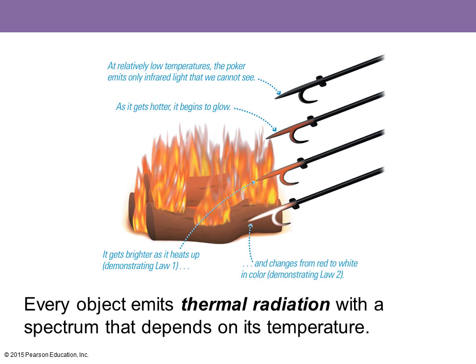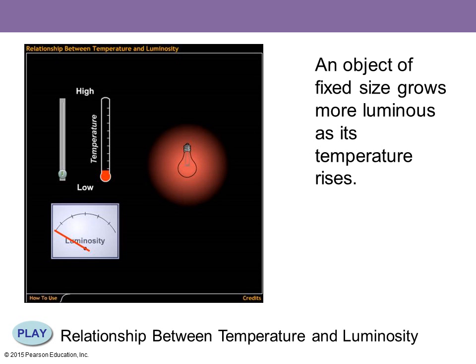And of course every object emits thermal radiation with a spectrum that depends on its temperature. So an object of fixed size grows more luminous as its temperature rises. So in other words, if we don't change the size of the star, but we increase its temperature, we measure that temperature, and that determines its luminosity.